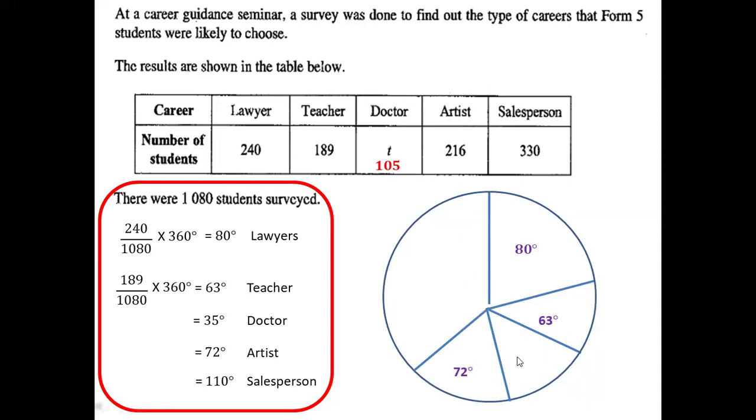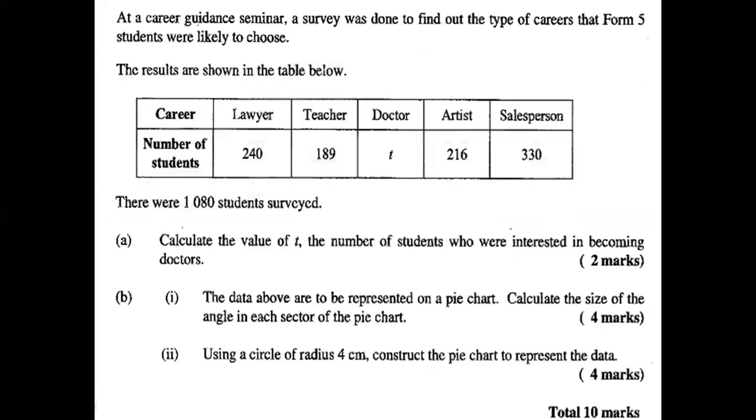The doctors' measurement is missing here, right? So it should be 35. And then, of course, the rest of it would be 110 by default. And that would complete our pie chart, right? Naturally, in the exam, please ensure that you label these little sectors with the different representations. And that is it for this pie chart question. A full 10 marks. Congratulations.